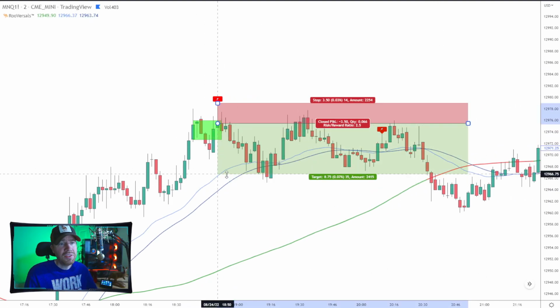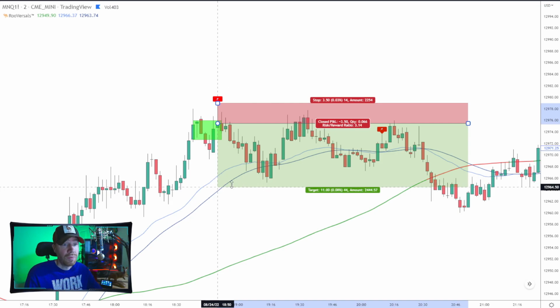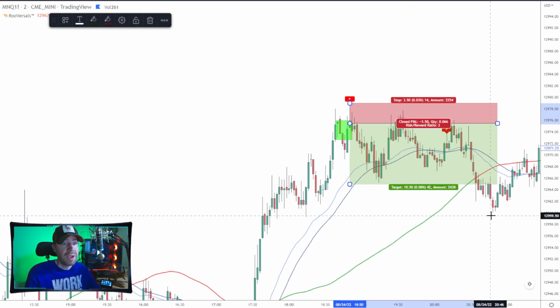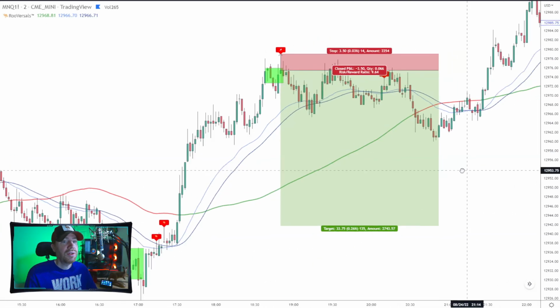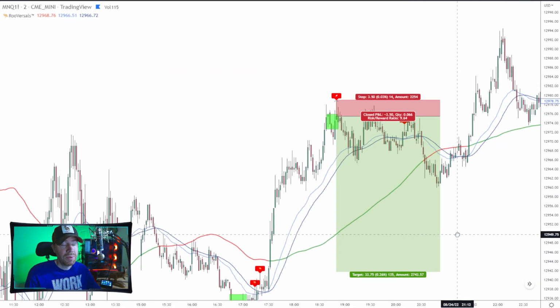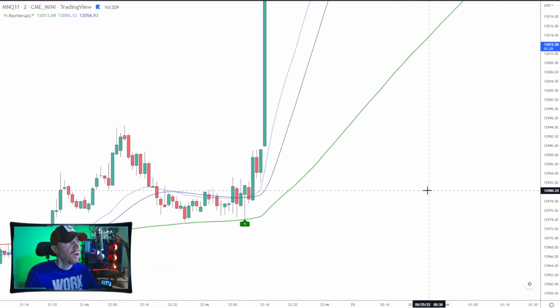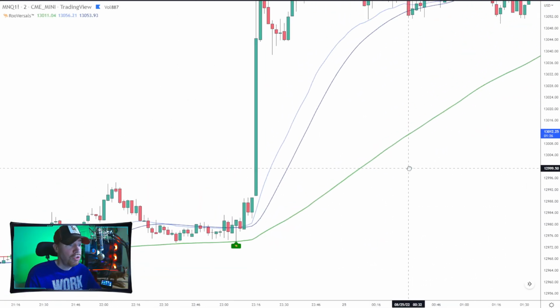Now, this would obviously be a smaller trade because your first target could be the moving average crossover, or you could hold hoping to get the bigger trend. And in this example, this did not happen. But let me show you another example of NASDAQ on the 2-minute chart.